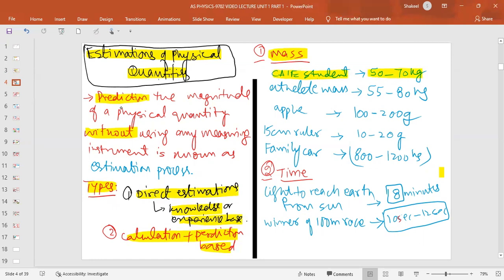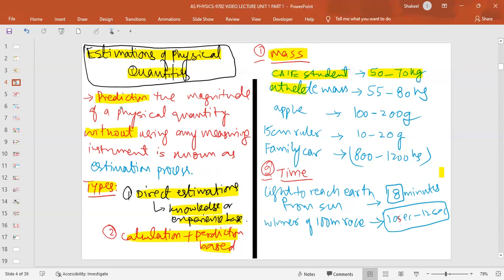Remember one thing, in estimations, you are allowed to give the answer in a range. If some student is writing that the mass of a CIE student is 50 kg, someone is writing 55, someone is writing 60, 65, 70, everyone will be considered correct. So all the answers of the estimations are actually in a range, but you can't go beyond that range actually, because this is average.